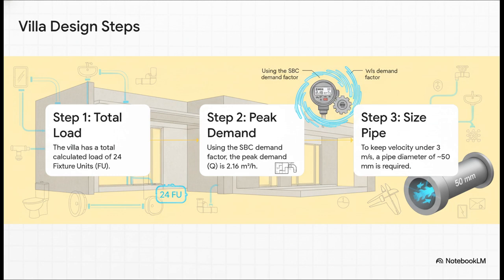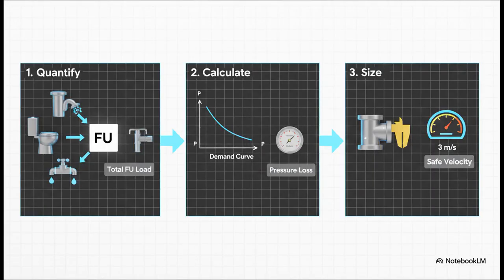And finally, step 3, we plug that flow rate into our velocity formula, and it tells us we need a main supply pipe that's about 50 millimeters in diameter to keep things running smoothly and quietly. See? When you break it down, it's a completely solvable problem. So, let's lock this in. Your workflow for any cold water system project is always these three steps.